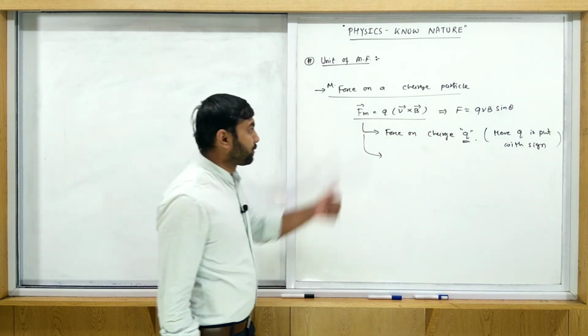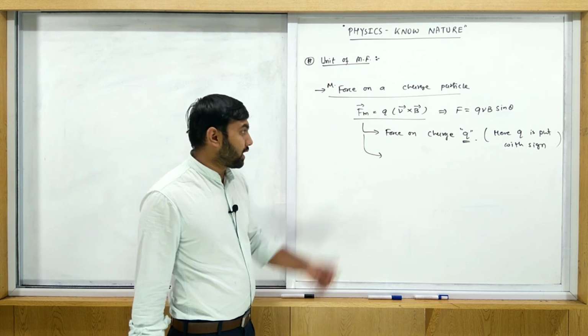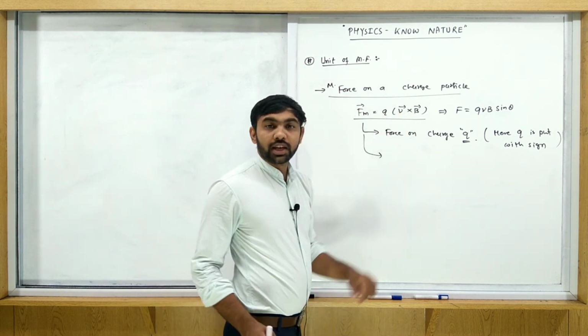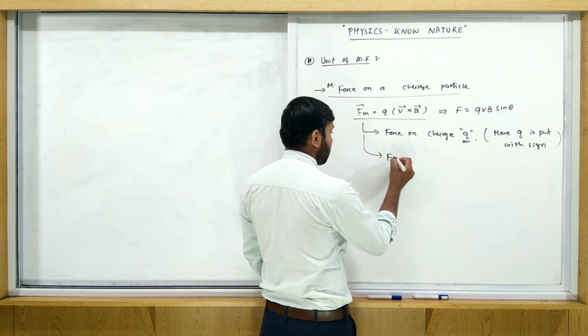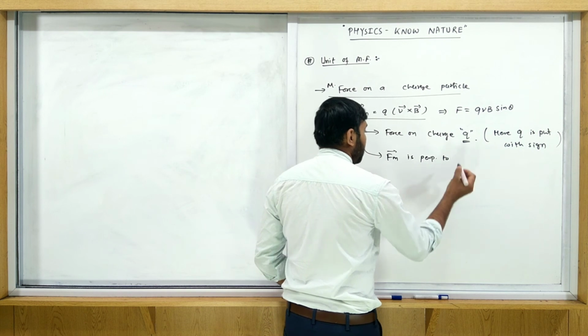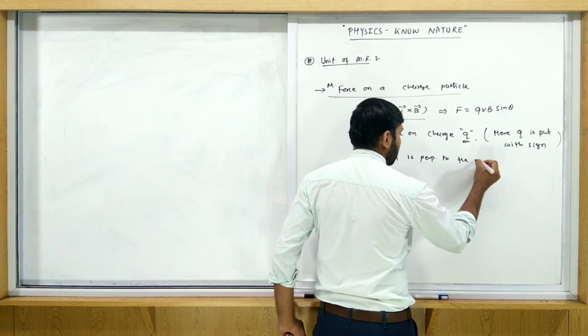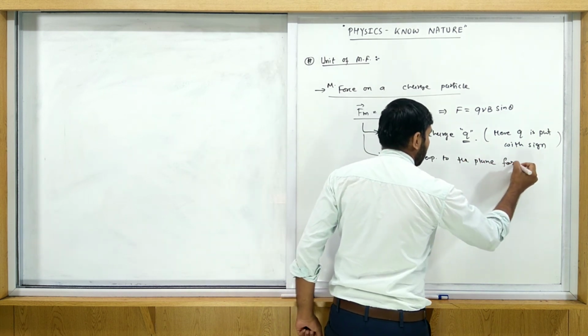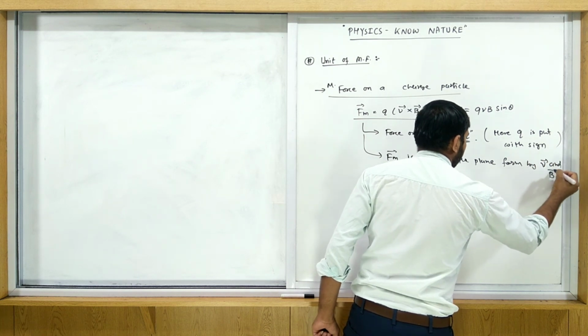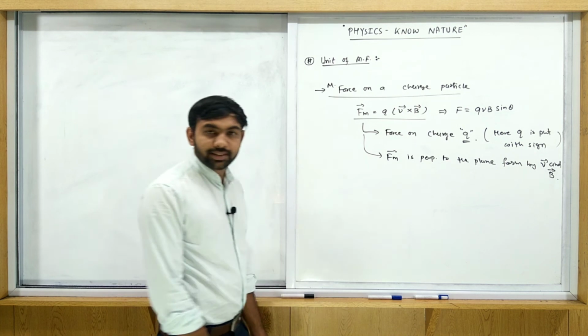The second note is what? This force depends on V and B, means the direction of force is perpendicular to V and to the plane formed by V and B. So Fm is perpendicular to the plane formed by V and B. That is the second one.